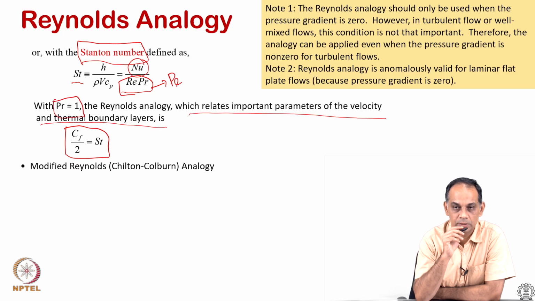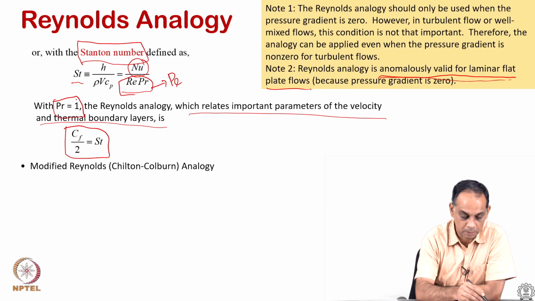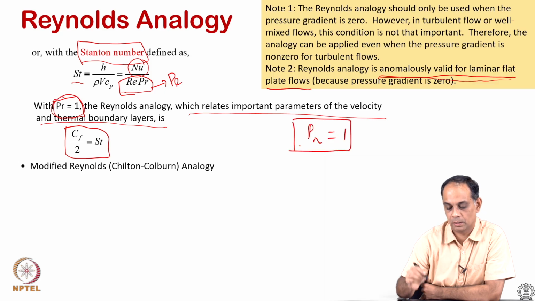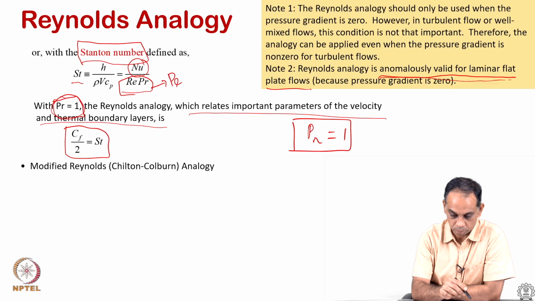The Prandtl number being equal to 1 is, you can see, only an exceptional case, anomalously valid for laminar flows in a flat plate. It never works out for other geometries of laminar flows. It works out only for the flat plate case. But if you are talking about a well mixed flow like a turbulent flow, the pressure gradient and the Prandtl number happen to be 1. The Reynolds analogy says that Prandtl number is equal to 1. That's the statement that Reynolds analogy makes. So with that, we obtain the condition.